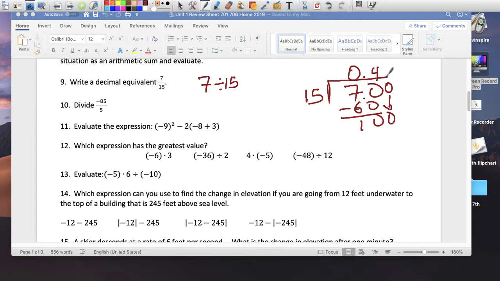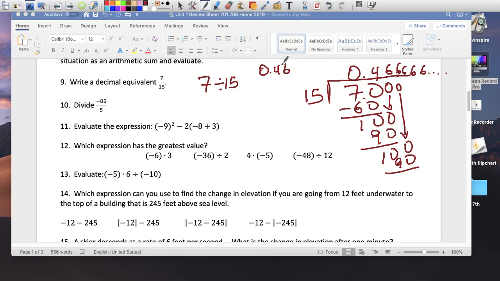15 goes into 100, 6 times, which is 90. 10 left over, we're going to bring another 0 down, and you can tell that's going to be 6 again. 90, and so forth. So it's going to be 0.46666666, and on and on, but we're going to write that as 0.46, and the repeating number is 6. We put a little bar notation, and that's what I'd like to see.